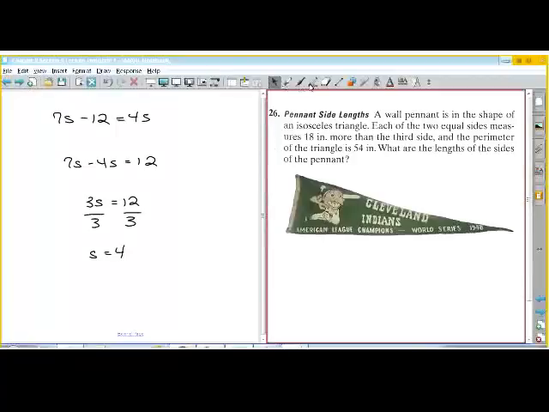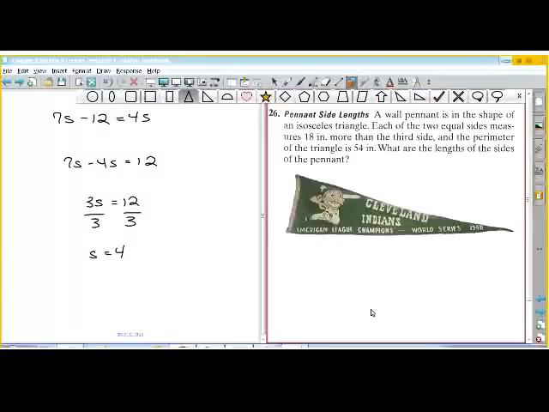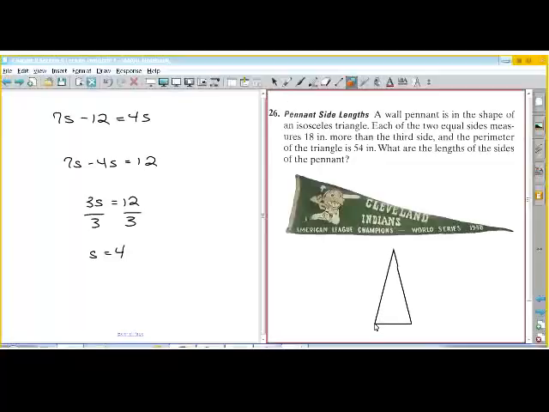So any of these problems where you're not given a drawing, it's probably good to draw something. So I'm going to draw an isosceles triangle. And I think that is an isosceles triangle. Here we go. And I don't know whether this is bigger than those or which way it goes. I have no idea, so I'm just going to have to guess. It's just an isosceles triangle. So what it says is that each of the 2 equal sides, which are these two that have the same length, is 18 inches more than the third side. So I'm going to call the third side x, and this side is going to be x plus 18. And because it's an isosceles triangle, the other side has to be x plus 18.